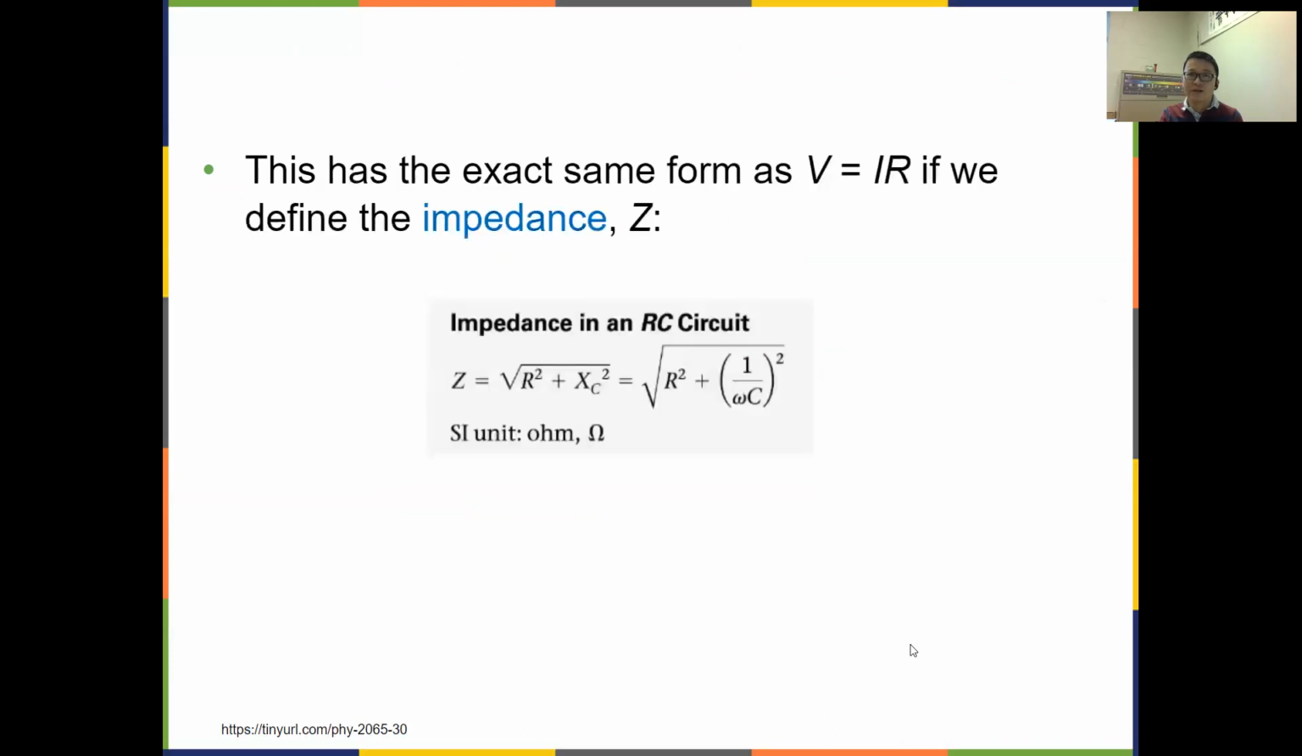Okay, so we call that square root of the sum the impedance. So then we can apply Ohm's law there. V equals I times R. In this case, replace R with Z. So then V equals I times Z, where Z is called the impedance of the circuit. So for the RC circuit, you have Z equals the square root of R squared plus XC squared, where XC is 1 over omega C, to be squared. So impedance also has the SI unit of ohms, because the resistance is in ohms and reactance is also in ohms.